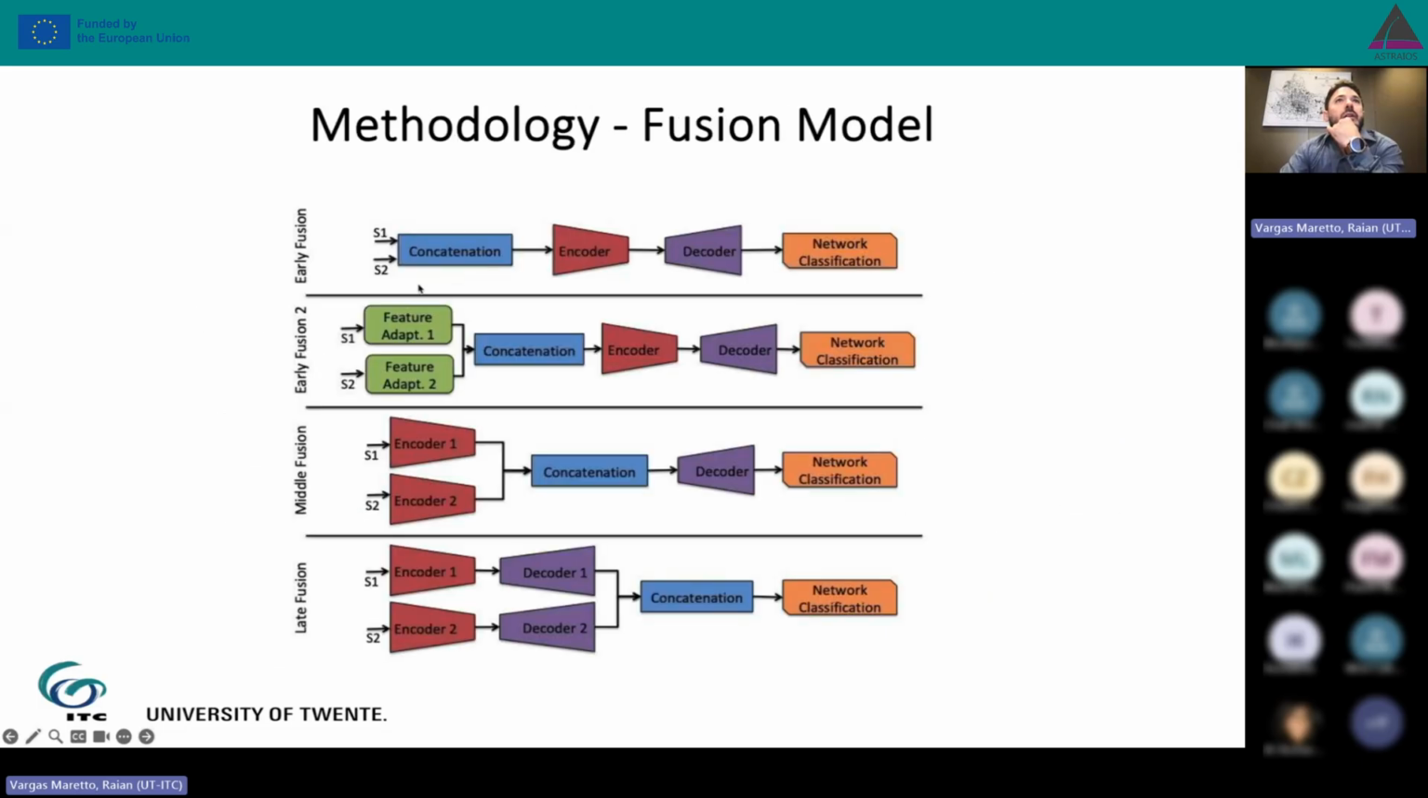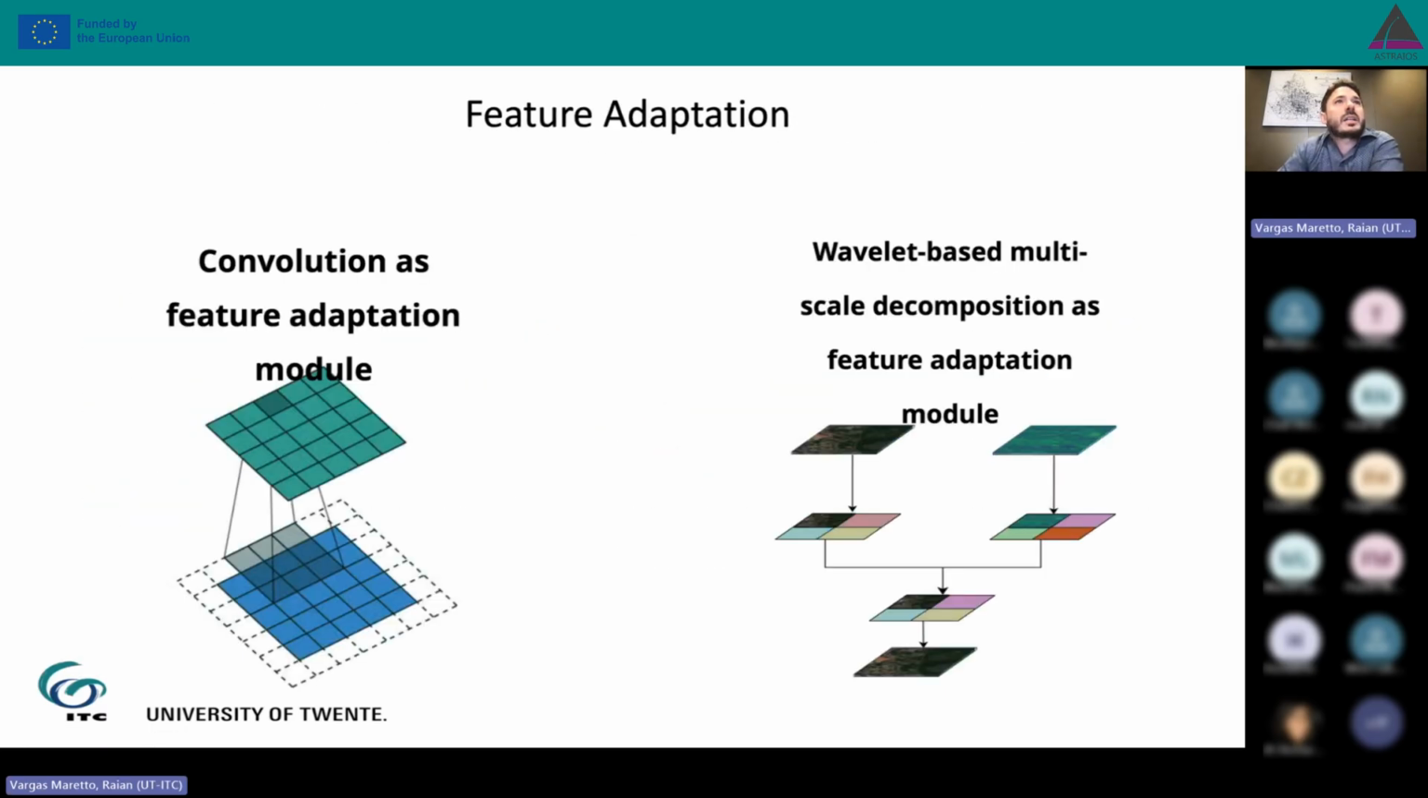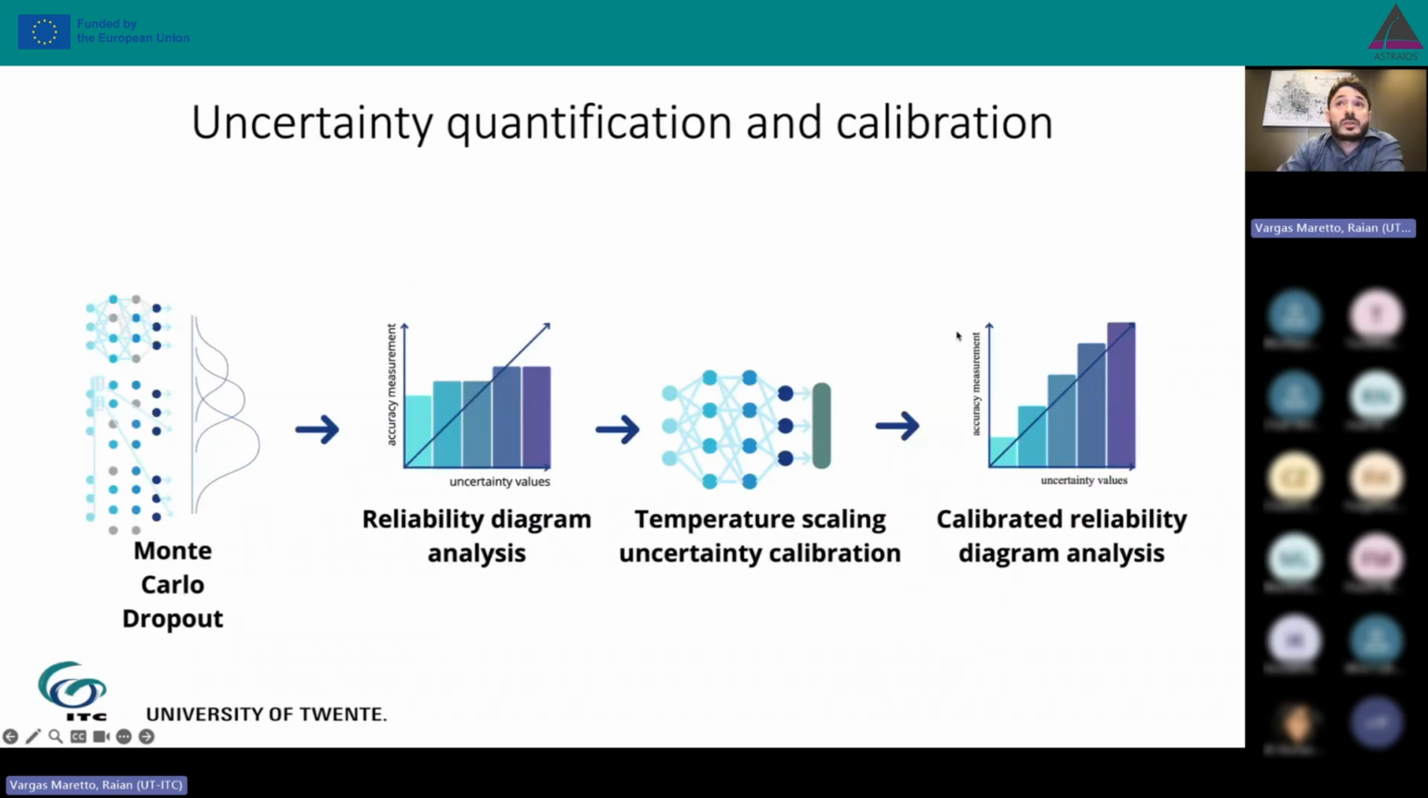We tested several different types of data fusion. First one on early fusion without feature adaptation, second with feature adaptation, and then also with middle fusion and late fusion. And here I think the feature adaptation basically usually uses some convolutions for combining both data and trying to extract, before entering the network, a decomposition and combining both networks. And also using wavelet-based multi-scale decomposition for that.